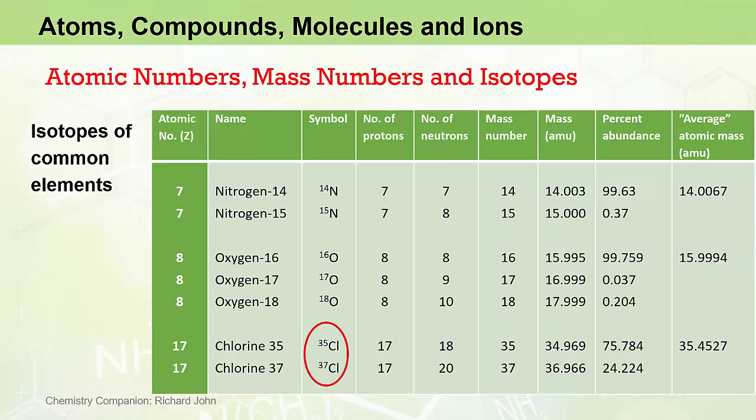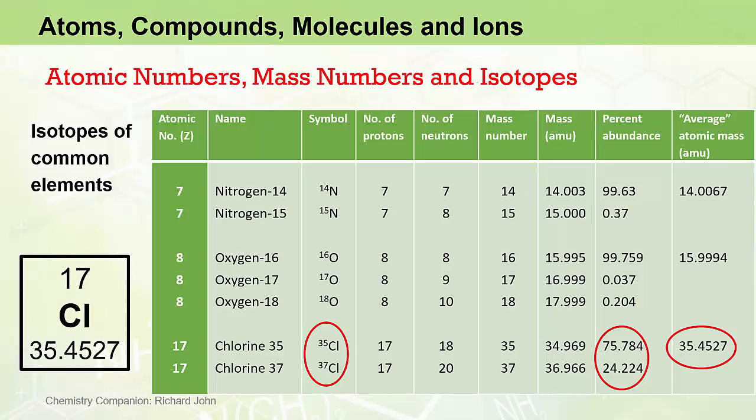Now, a common element with an appreciable amount of more than one isotope is chlorine. We can see that about 3/4 of all chlorine atoms are chlorine-35 atoms, and about 1/4 are chlorine-37 atoms. When we take into account the relative abundances, we see that the average atomic mass of a chlorine atom is 35.4527 atomic mass units. And again, we see that that is the number recorded under the symbol in the periodic table.